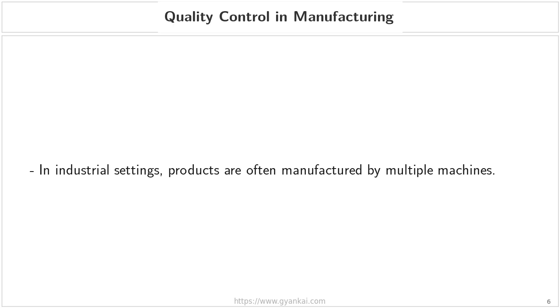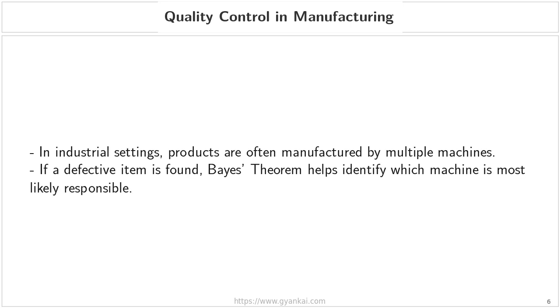Quality control in manufacturing. Moving on to slide 6, let's look at another vital application: quality control in manufacturing. In large-scale industrial settings, products are rarely made by just one source. Instead, they are often manufactured by multiple different machines working simultaneously. This creates a challenge. If a quality inspector pulls a product off the line and finds a defective item, how do we know where the error originated?